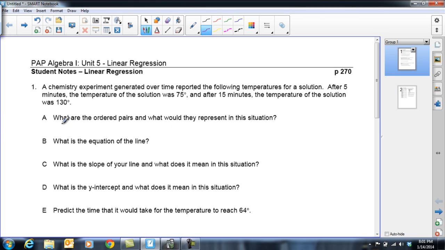Well, in our problem, it tells us that after 5 minutes, we're at 75 degrees, and after 15 minutes, we're at 130 degrees. So what do these represent? They represent the ordered pair of minutes and temperature, where minutes is your independent variable and temperature is your dependent variable. Next they ask for the equation of the line, which we know how to do algebraically. Now we're going to do it using our calculator.